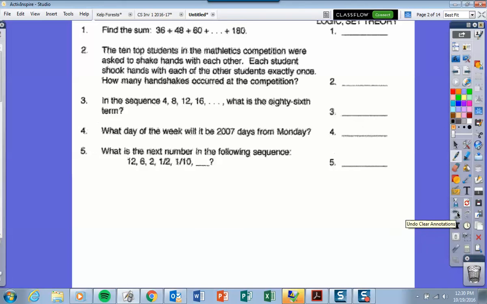And for number 5, what's the next number in the sequence? Well, I should be seeing that my pattern is dividing by 2, dividing by 3, dividing by 4, dividing by 5, which means that my next one is dividing by 6. 1/10 divided by 6 is the same thing as 1/10 times 1/6, which gives me an answer of 1/60th.